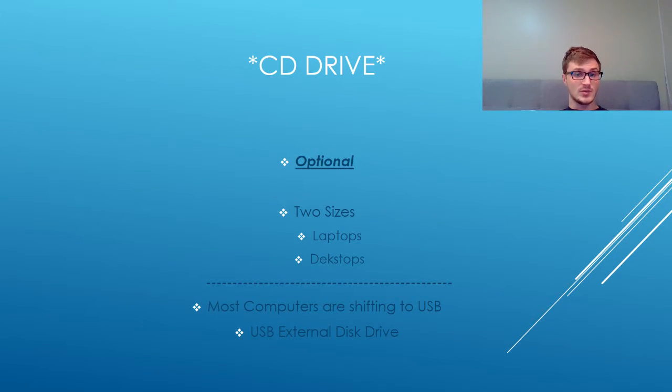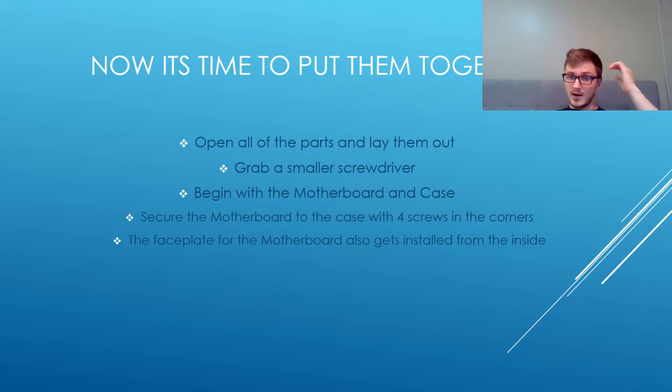Next is going to be an optional part. That is the CD drive. Now, I say optional because most computers are shifting away from CDs to USBs, but you can still get a USB external drive if you'd like. They come in two sizes usually, the laptop size and the desktop size. Now that we've covered all the parts, it's pretty much time to put them together.